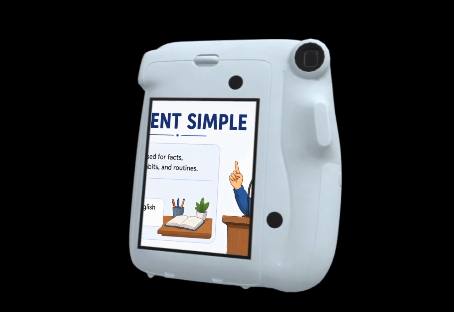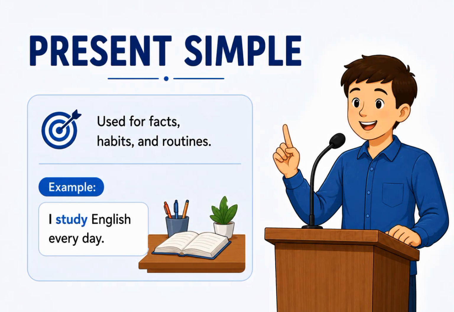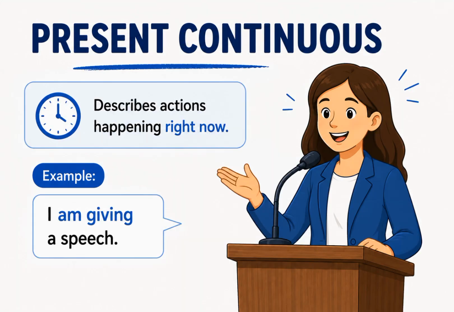The present simple is used for facts, habits, and routines. For example, I study English every day. The present continuous describes actions happening right now. For example, I am giving a speech.